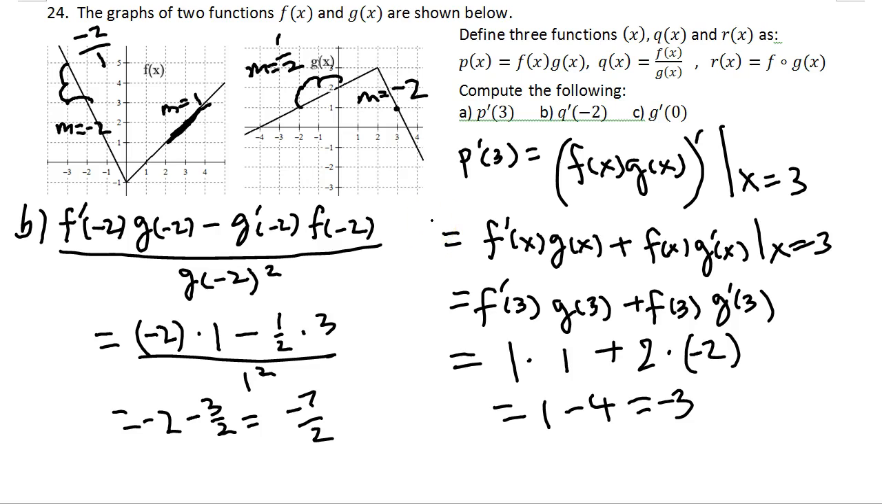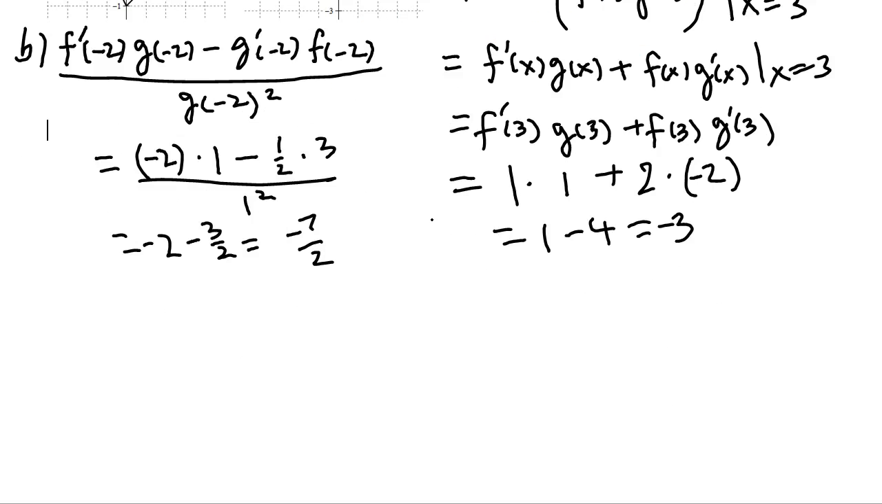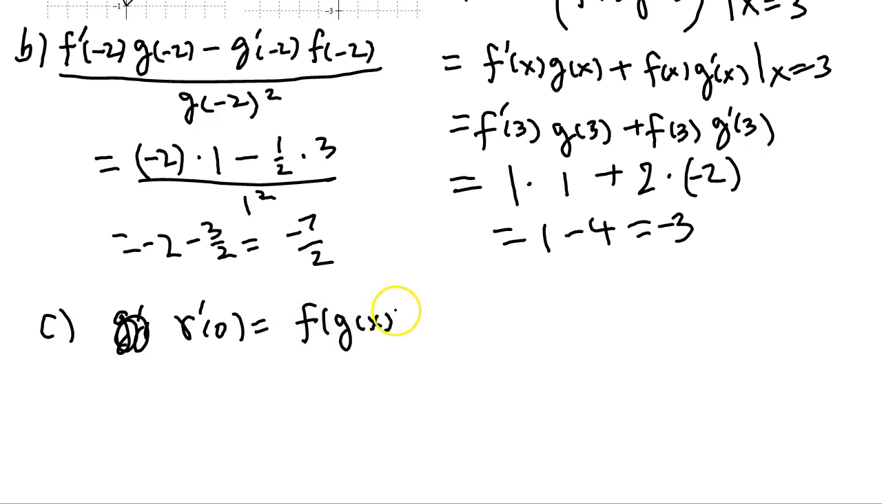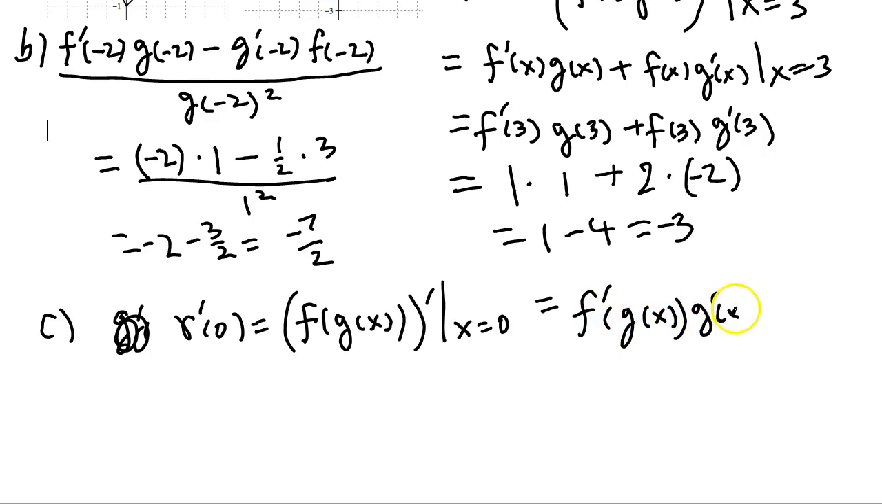Okay, for r prime of 0, let's see. Think about r prime of 0. Because r is f and g composed together, you're really trying to take this composition of the two functions, differentiate, and plug in x equals 0, which gives you f prime of g of x times g prime of x. That's the chain rule, you all remember that. So when you plug in 0 into it, you get f prime of g of 0 times g prime of 0.